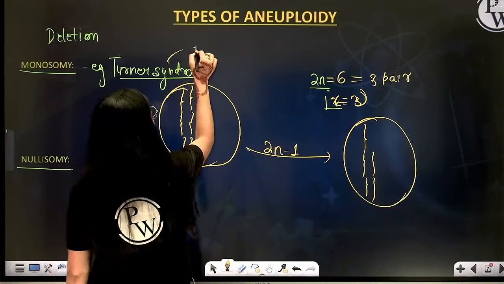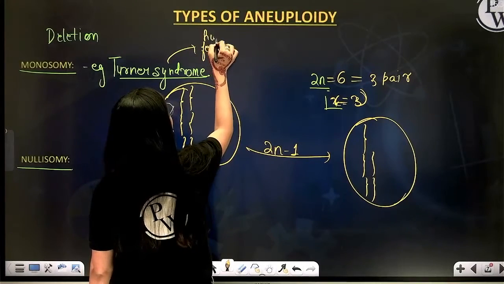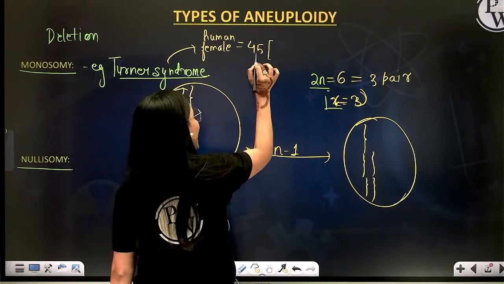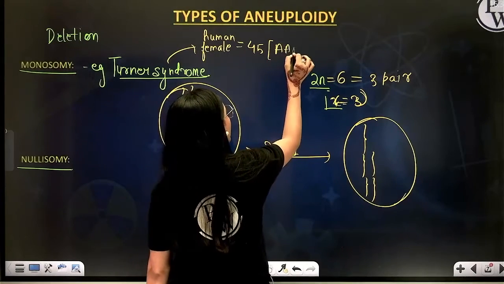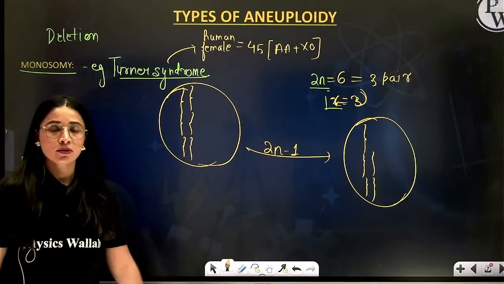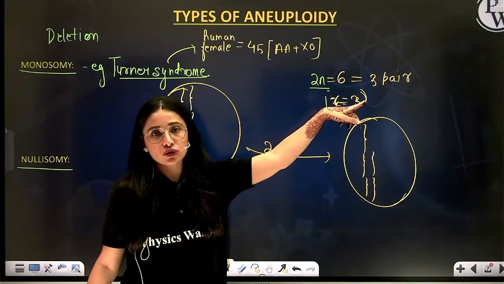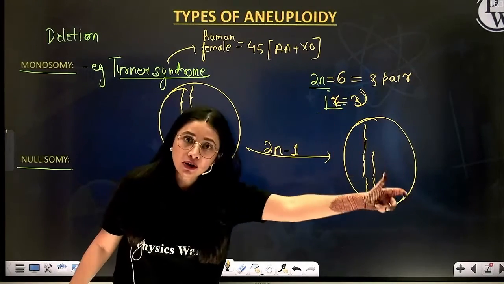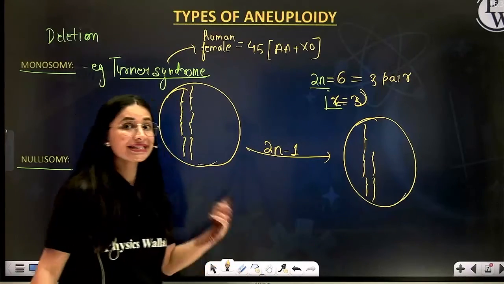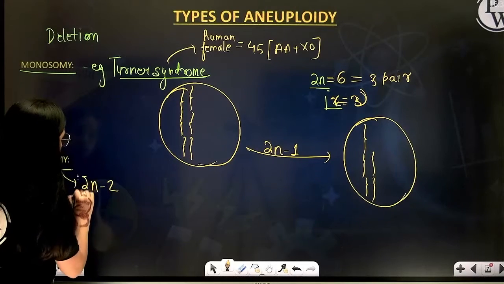So Turner syndrome is when human female carries 45 chromosome as one of the X chromosome gets deleted. So 22 autosome pair are okay, but one sex chromosome pair out of which one of the X chromosome gets deleted. Now, what is nullisomy? Nullisomy is basically 2n minus 2 condition.